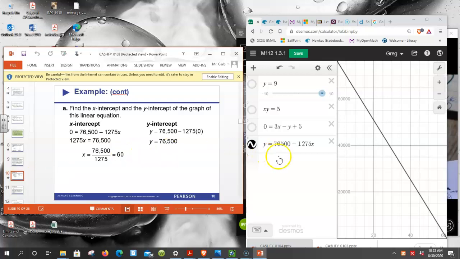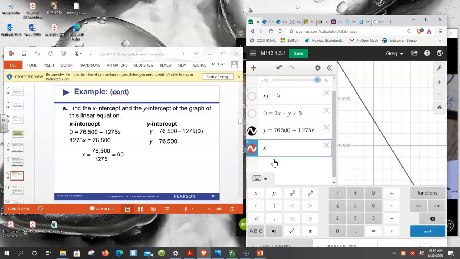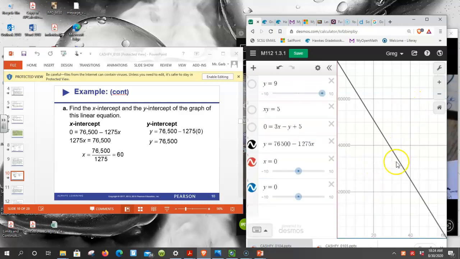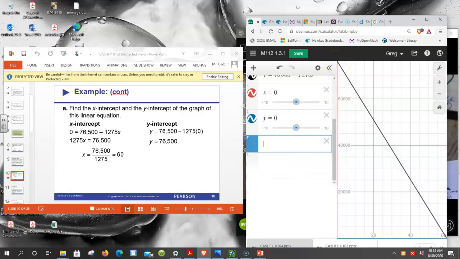Find the x-intercept and y-intercept. Well, the x-intercept's down here. So you can just say x equals 0, and then y equals 0. So this is the x-intercept, 60, 0, and the y-intercept's up here, 0, 76.5. Okay, so we got that. Moving on.